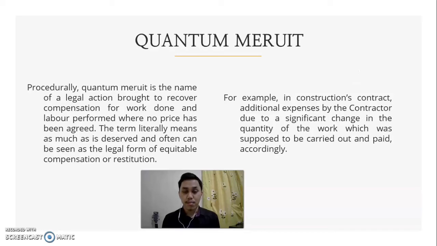The second type of damages is quantum meruit. Procedurally, quantum meruit is the name of a legal action brought to recover compensation for work done and labour performed when no price has been agreed. The term literally means as much as is deserved and often can be seen as the legal form of equitable compensation or restitution. For example, in a construction contract, additional expenses are incurred by the contractor due to a significant change in the quantity of the work which was supposed to be carried out, and paid accordingly.